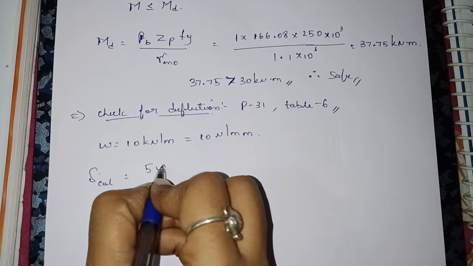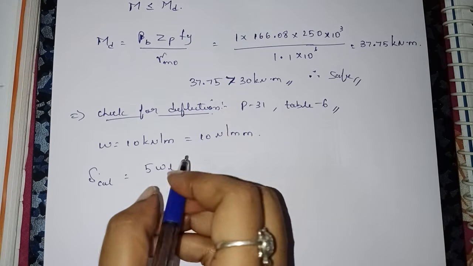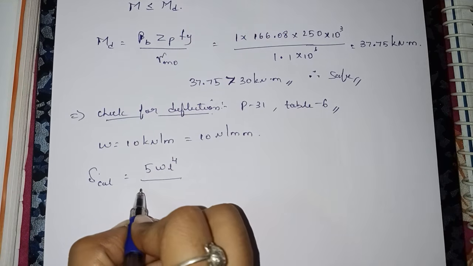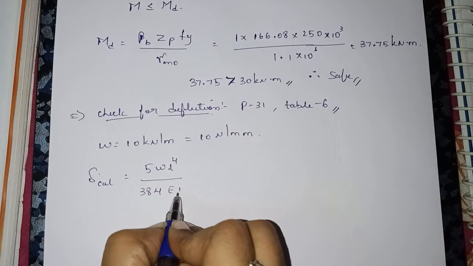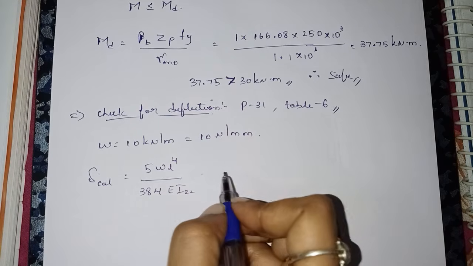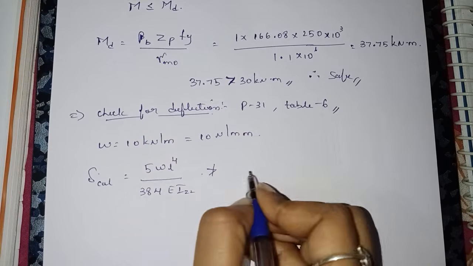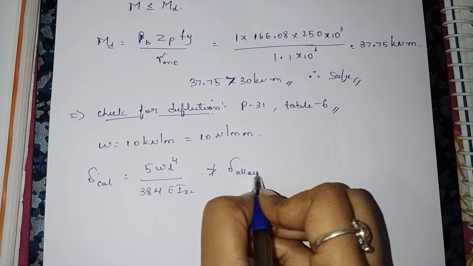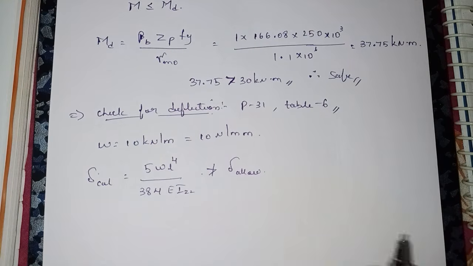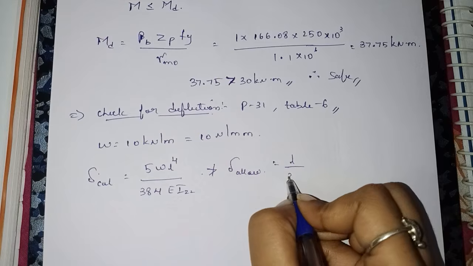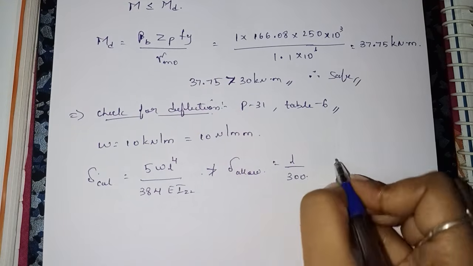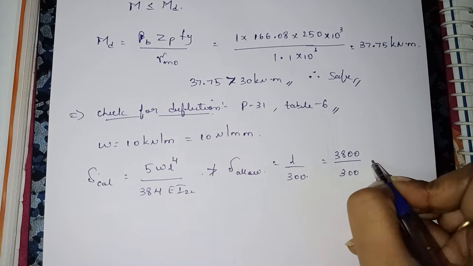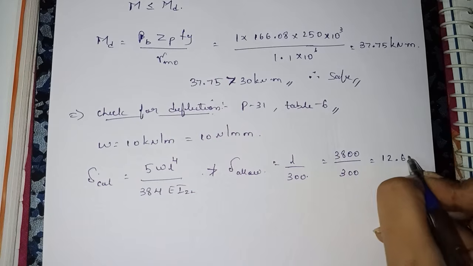If it is a simply supported beam, what is the deflection equation? W L power 4 divided by 384 EI. You have already derived this in your elements, I think. It should not be greater than allowable, so that is the equation. Here the allowable is how much? L divided by 300. So what is L now? 3800 divided by 300, so that will be 12.67 mm.